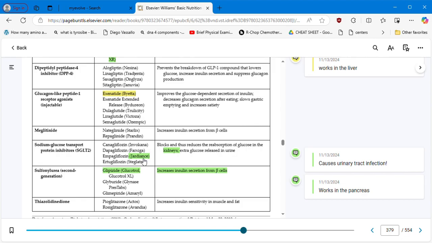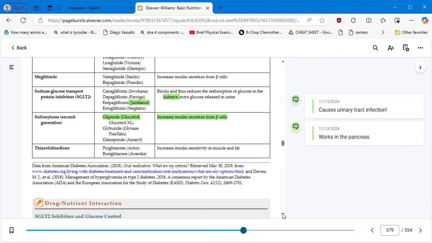We have this one, your Jardiance, your sodium-glucose transport protein inhibitor, which blocks and thus reduces the reabsorption of glucose in the kidneys, so extra glucose is released in urine. But the side effect of this medication is that it causes urinary tract infection, and that is because the amount of glucose that is released through the kidneys is a good amount.